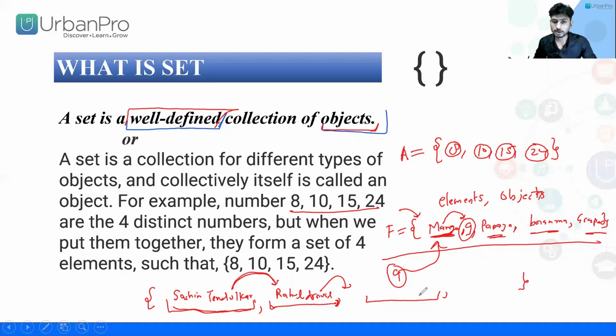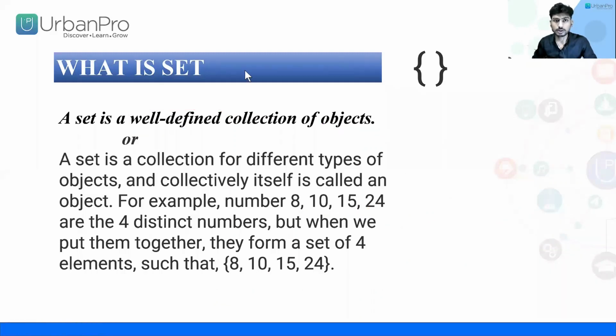I have taken this example, I think. Some other person's criteria would be different, since criteria change from person to person. So this is not a set. The criteria should not change from element to element or object to object. So are you getting it?